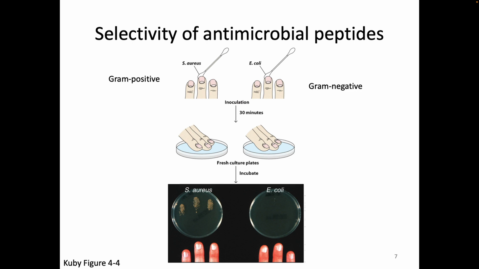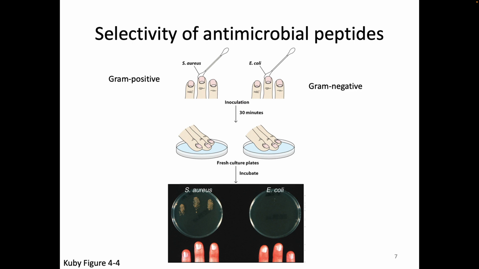In this experiment, we have a person who actually put some bacteria on their bare hands, on their skin, either Staph aureus or E. coli. Staph aureus being a gram-positive organism, E. coli being a gram-negative. And then the individual let their hands just sit for 30 minutes. Then those fingers went onto a culture plate. And the idea was to see if that Staph aureus or that E. coli remained on the skin.